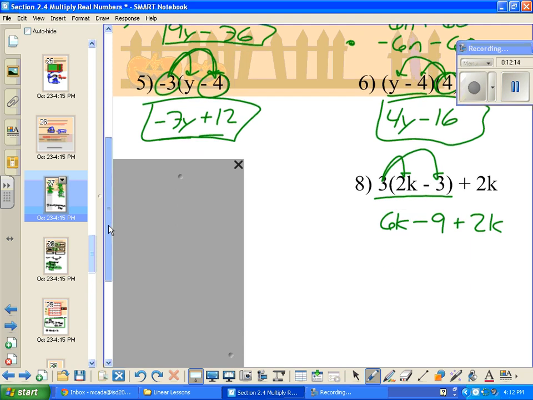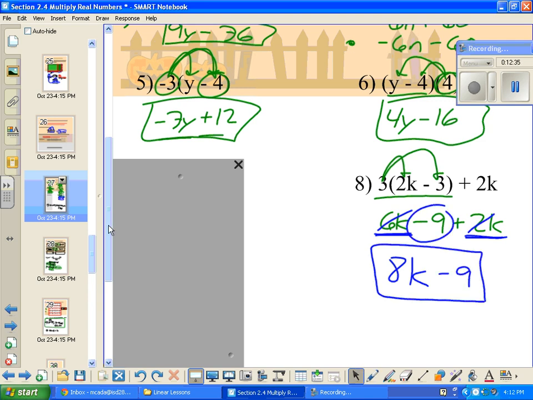Well, again, here's one reason why we distribute sometimes, is because after we've distributed, now we can simplify this problem a little more. We worked on collecting like terms just a couple days ago. So now I notice that I have two like terms in this problem, 6k and 2k. If I add those together, I'm going to get 8k. And then I still have this minus 9 here in the middle, so I bring that down with my answer. And there's my final expression.